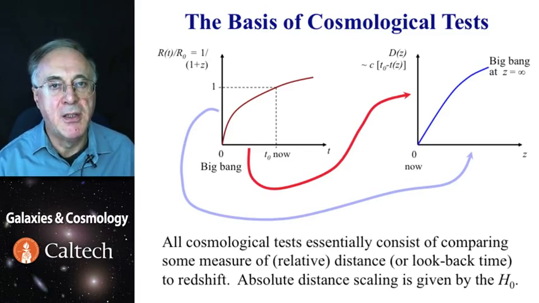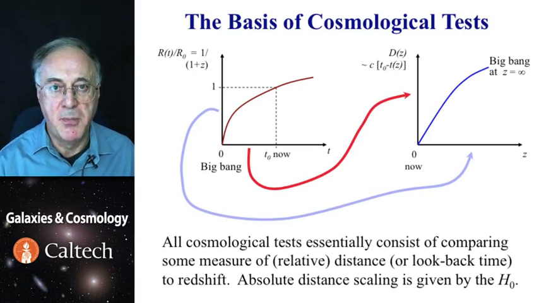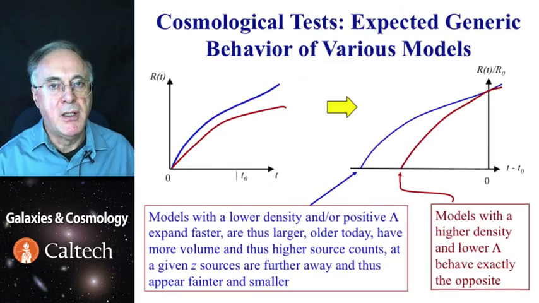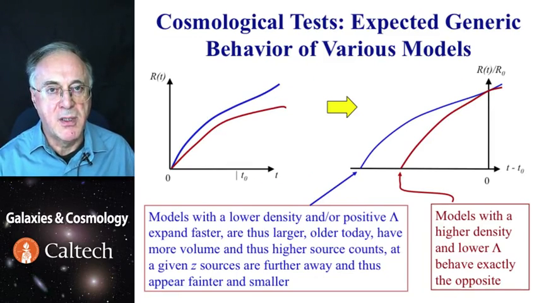Note that the whole thing does not depend on the exact value of the Hubble constant. That just scales the whole diagram up or down, but the curvature, the shape of the curves, does not depend on it. Let's see what is the generic behavior that we expect.